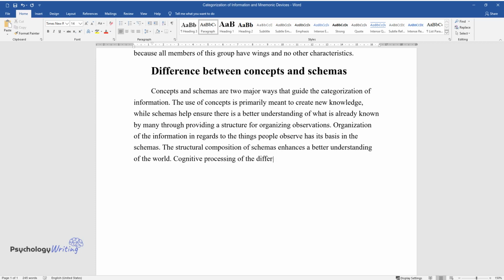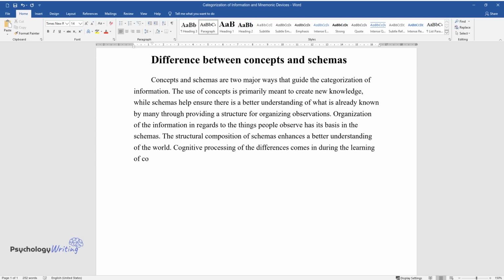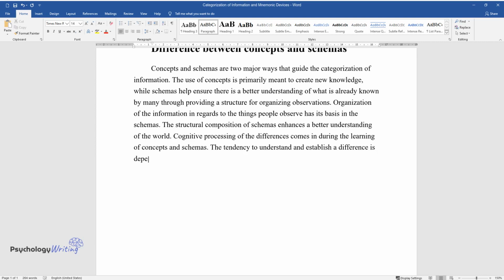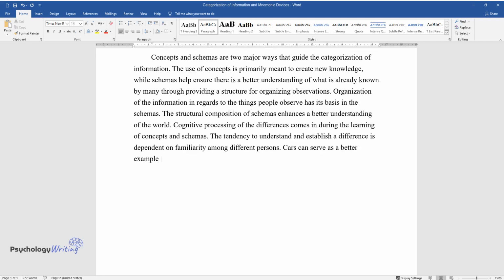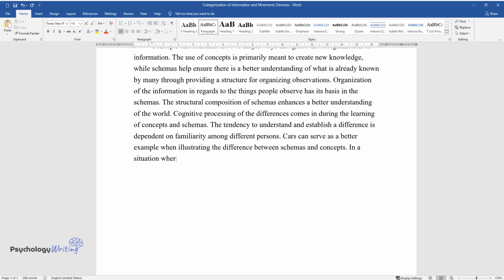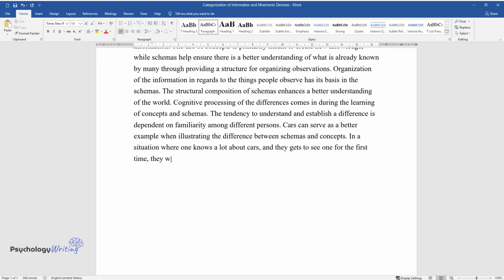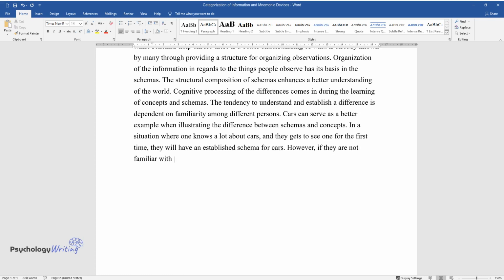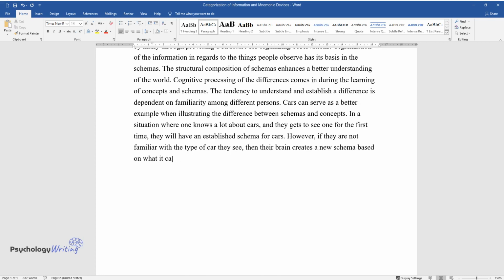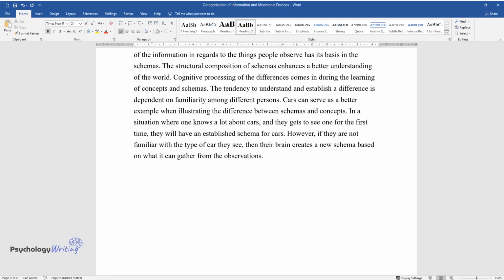Cognitive processing of the differences comes in during the learning of concepts and schemas. The tendency to understand and establish a difference is dependent on familiarity among different persons. Cars can serve as a better example when illustrating the difference between schemas and concepts. In a situation where one knows a lot about cars, and they get to see one for the first time, they will have an established schema for cars. However, if they are not familiar with the type of car they see, then their brain creates a new schema based on what it can gather from the observations.